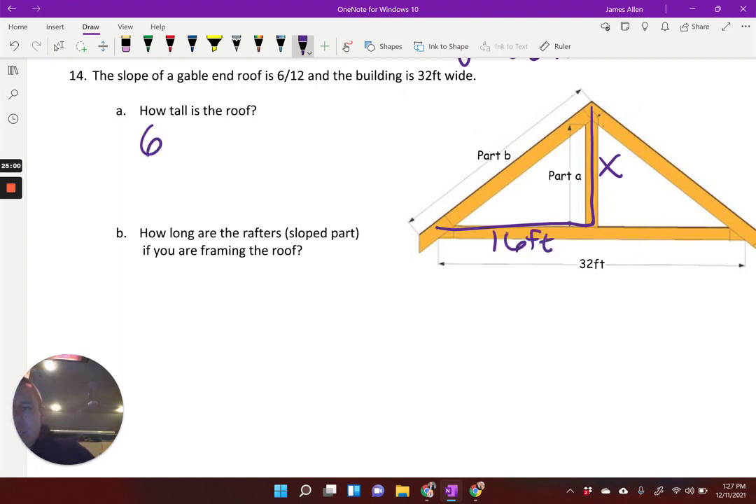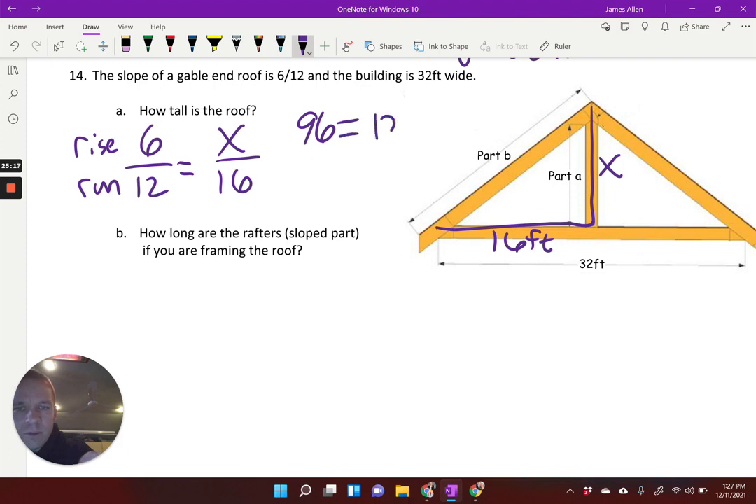And I've got a rise of 6 and a run of 12. So this is rise, run. I want to know my rise, and I know my run is 16. So if we cross multiply, I've got 96 equals 12x. Yeah, 6 times 16 is 96. Divide that by 12, and x equals, is that 7.5 or something like that? I think I guessed 7.5 earlier. I don't know why 7.5 is in my head, but 8 feet.